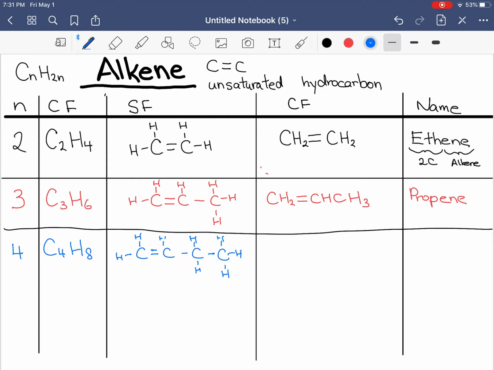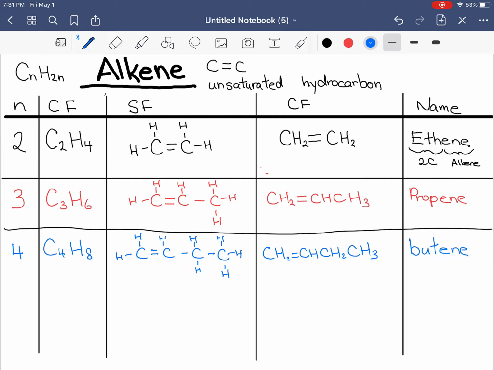Now, I'm hoping that you can just jump right into the condensed formula by now. But if you cannot, no big deal. Still have lots of time. All right. 1, 2, 3, 4. 4 is but. Okay, this is an alkene, so butene.